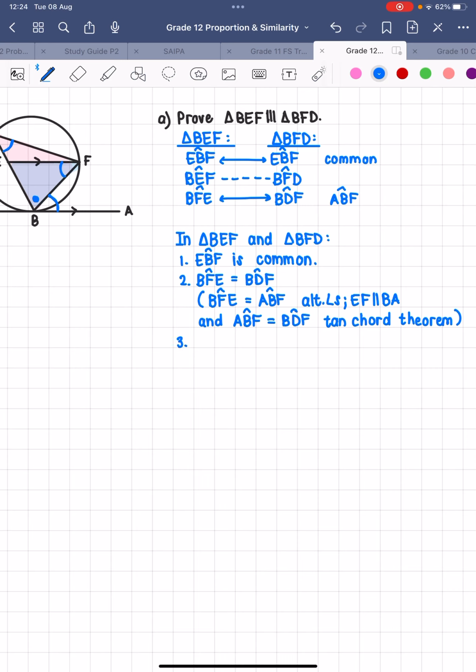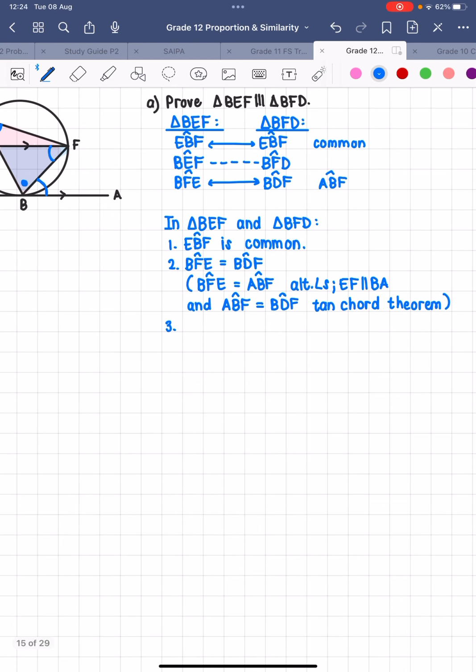Then number 3, now we're going to write our third pair of angles. We're going to say BEF is equal to BFD, and the reason for that is just going to be angle sum in triangle. Therefore, triangle BEF is similar to triangle BFD, and your reason is angle, angle, angle.